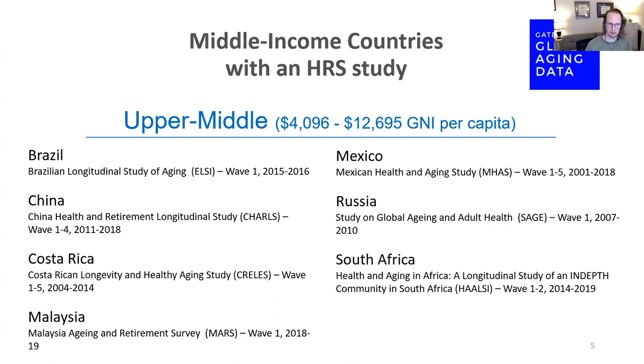China has a study called the China Health and Retirement Longitudinal Study, or CHARLS. They have 4 waves of data available, and they range from 2011 to 2018.